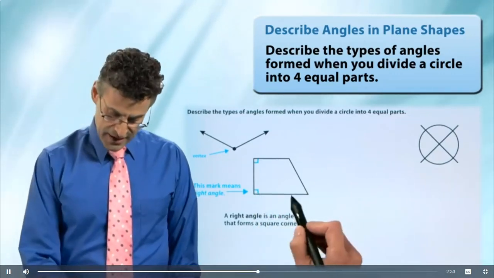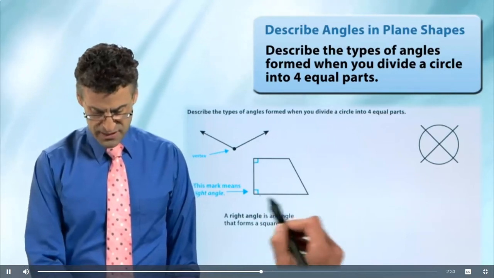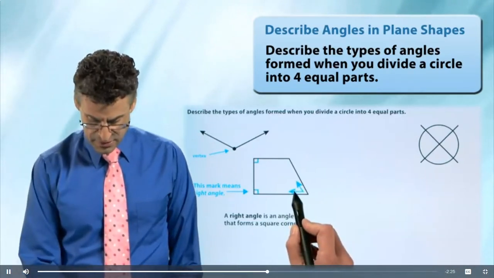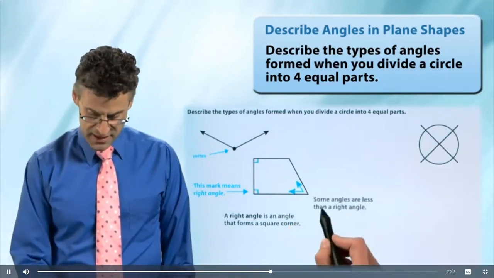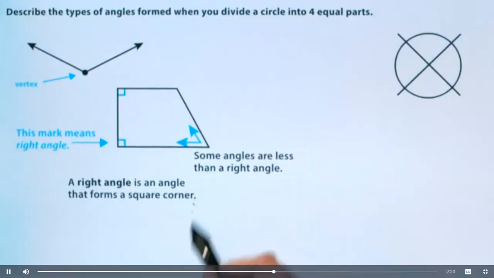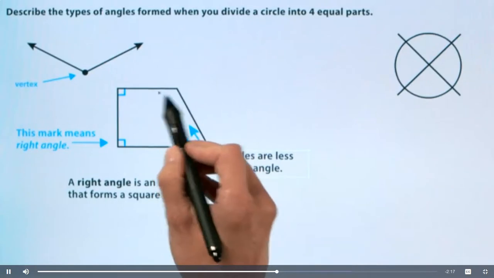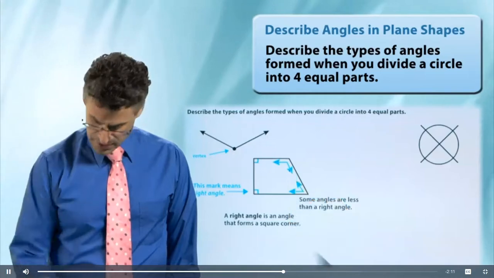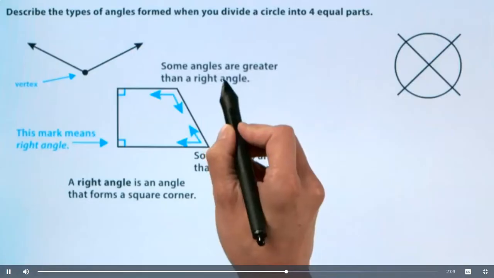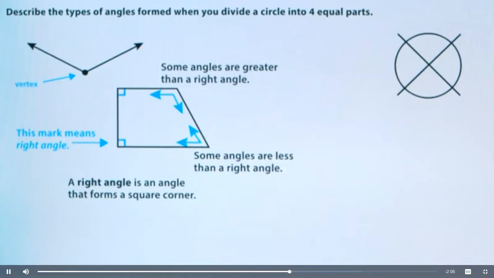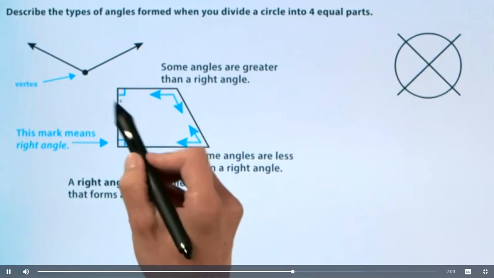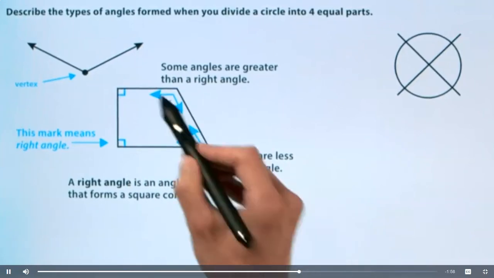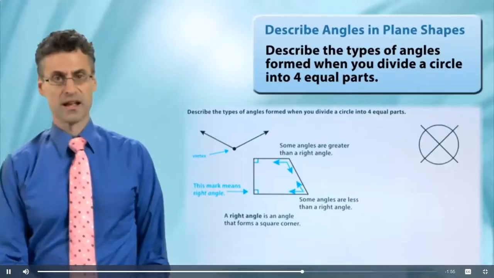Now, there are angles like this that are, visually, less than a right angle. So this angle right here is an example of an angle that's less than a right angle. And this angle here is greater than a right angle. So you can see angles come in lots of shapes and sizes. There are the right angles, which are the nice ones, and then ones that are smaller than right angles, and big ones that are greater than a right angle.